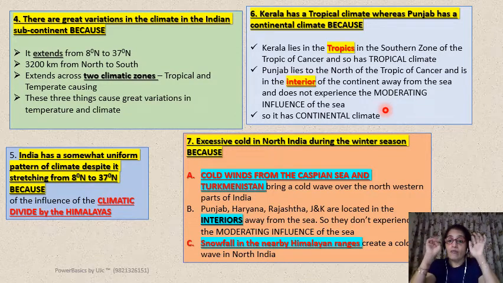Think and write. For Kerala, tropical climate: it lies in the tropic zone. For continental: it lies in the interior, away from the moderating influence of the sea.